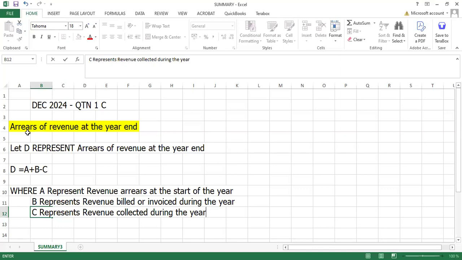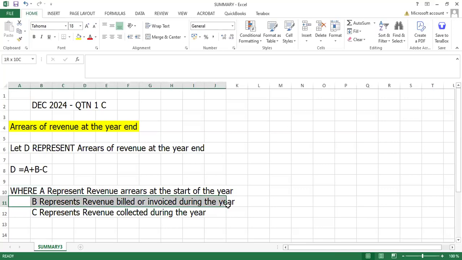That is like the closing balance. So you need to know at the start of the year how much was still outstanding. A is the revenue you had not yet collected at the start of the year. Then B is that during the year, as an entity, you may have billed or invoiced. Invoicing doesn't mean that you collect the money immediately. It could be on credit, it could be on a cash basis. So B is the revenue you invoiced or billed during the year.